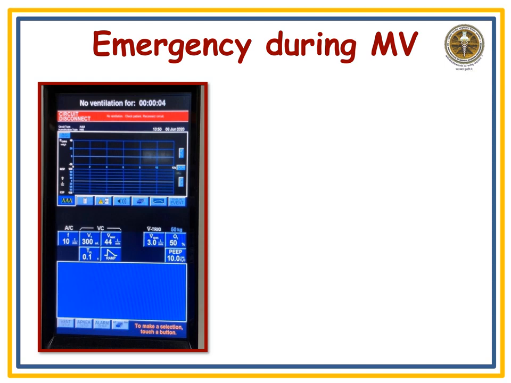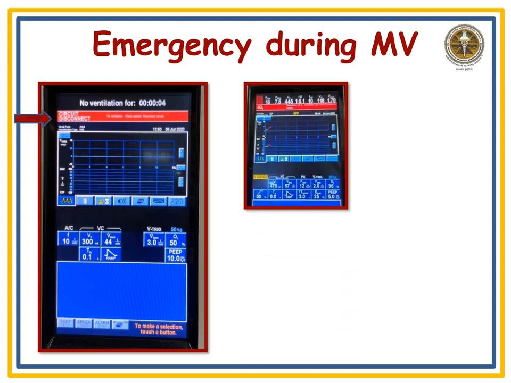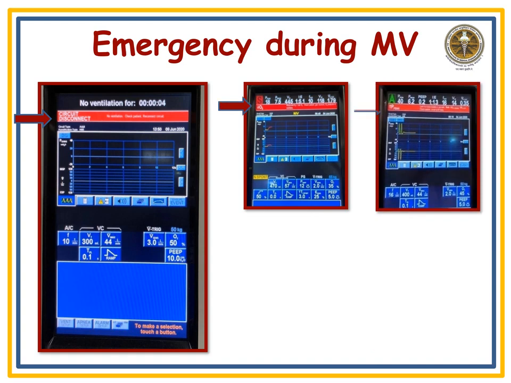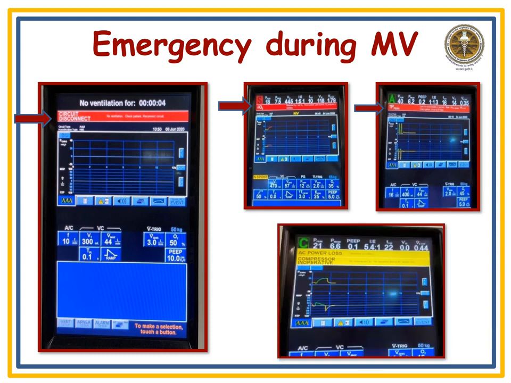Some alarms come in red light or red color. The first one is the circuit disconnect alarm. The next one is the low oxygen alarm, that is, the low supply of oxygen alarm. The third one is high peak pressure in the circuit. These three alarms come in red light. The fourth one is AC power loss and compressor inoperative, which comes in yellow light. So what are the troubleshooting measures that nurses have to take? That will be discussed in the next slide.